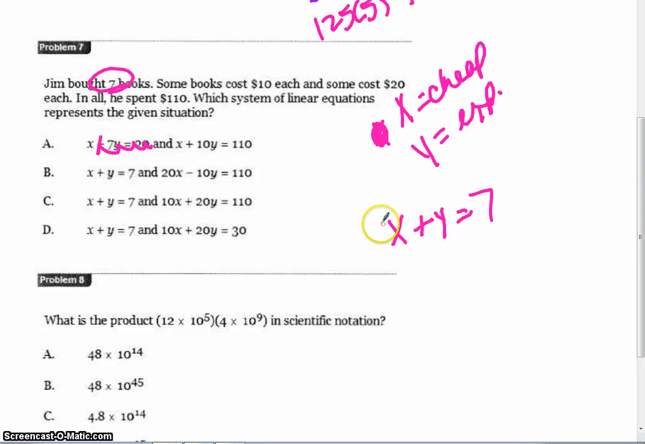Everything else is good. How much are the cheap books? $10. So 10X. Plus how much are the expensive? $20. So 20Y equals, how much did we spend? 110. All of your money in the same equation once again. So 10X plus 20Y equals 110.